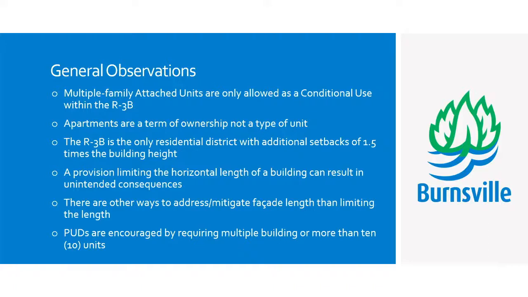Apartments are a term of ownership, not a type of unit. The R3B is the only residential district with additional setbacks of 1.5 times the building height, and that, again, is because of the type of building that was in there. A provision limiting the horizontal length of a building can result in unintended consequences. There are ways to mitigate facade length, and PUDs are generally encouraged, it appears, when there are multiple buildings or more than 10 units. So maybe some of this regulation won't always encourage a PUD by having that higher density sitting in the R3, one way or the other.